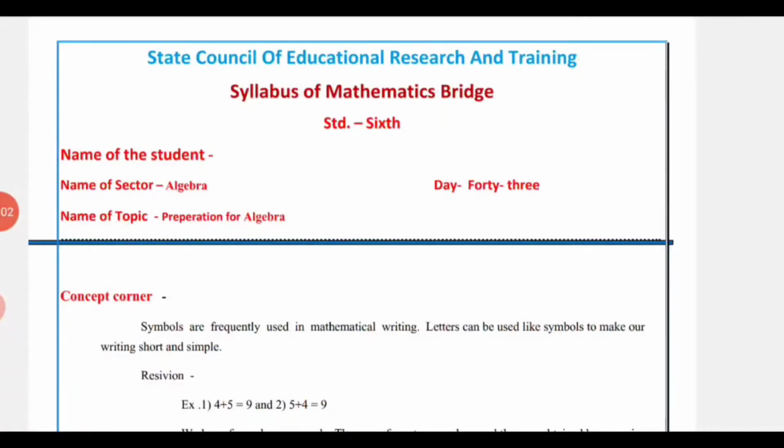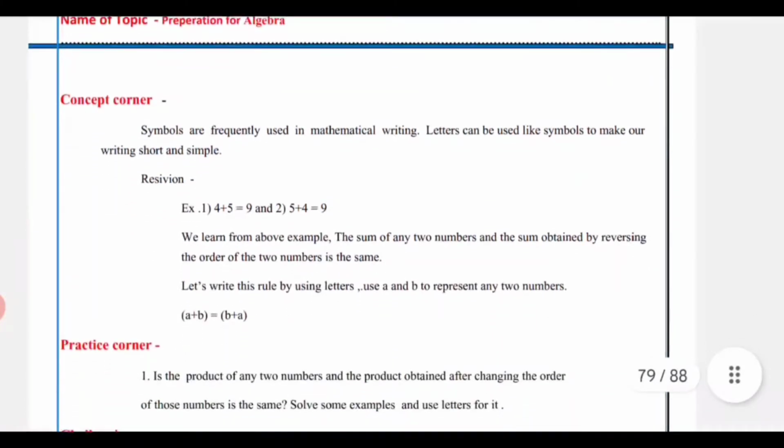So students, now we have come to day 43. Day 43 is dealing with the area algebra and the topic is preparation of algebra. Let us see what is there in the concept corner. Concept corner: symbols are frequently used in mathematical writing. Letters can be used like symbols to make our writing short and simple.